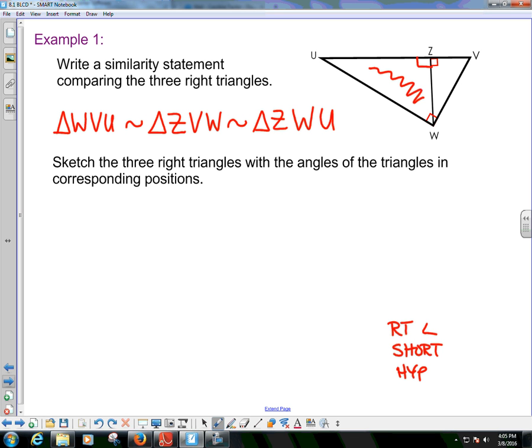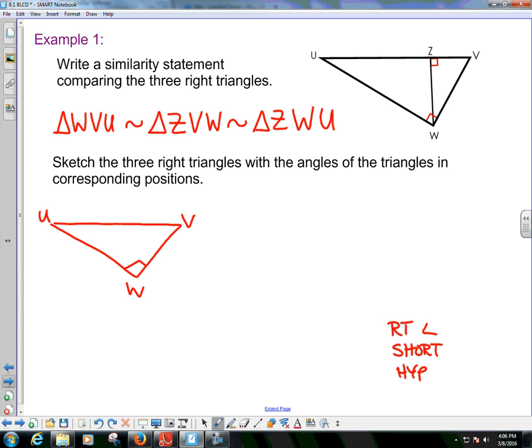All right, now I need to sketch the three right triangles with the angles of the triangles in corresponding positions. I look at this triangle and I feel like it's upside down, but since it's already started that way, that's how I'm going to continue. My original triangle, my big triangle, looks like this. I've got a right angle down here, and that's W. I come up to V, and this is U. So that's my first. Then I'm going to do triangle ZVW, and that's my smallest triangle.